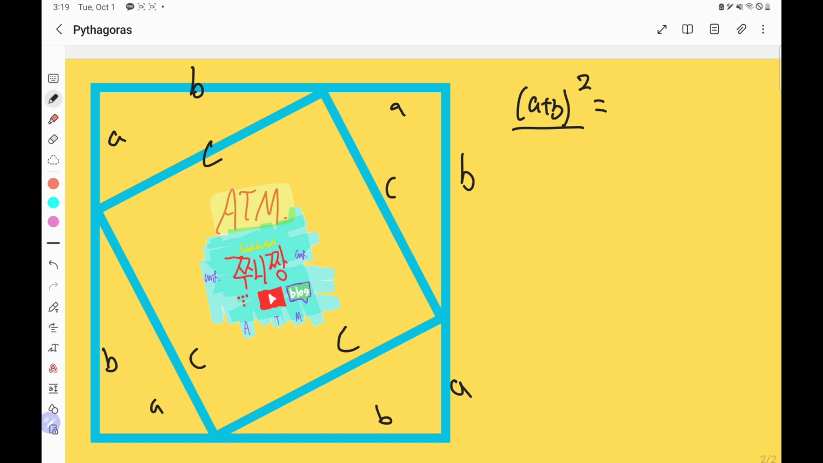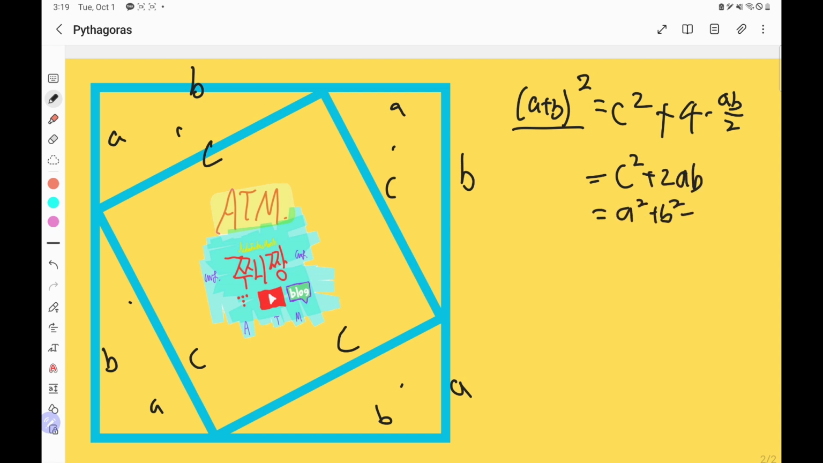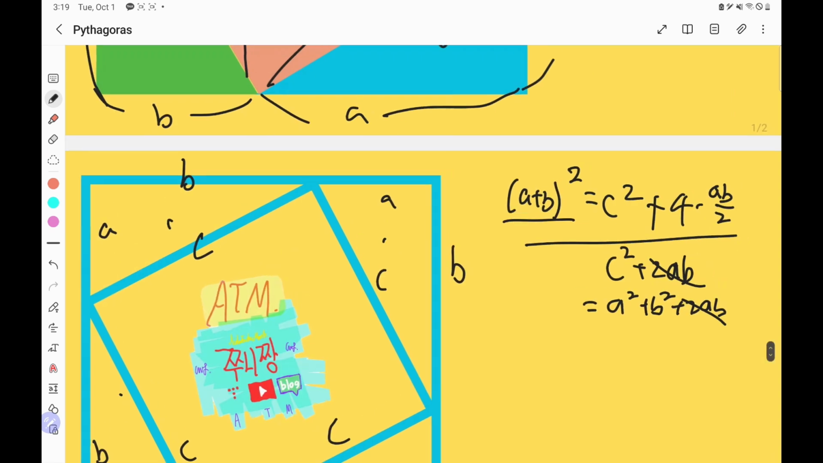The area is (a plus b) squared, and the other places, this is c squared, and then 1/2 ab, 1/2 ab, 1/2 ab, 1/2 ab, so 4 times 1/2 ab, which becomes 2ab. So c squared plus 2ab equals a squared plus b squared plus 2ab. So if you just look at here, then this and this are the same, so c squared equals a squared plus b squared. So, proof.